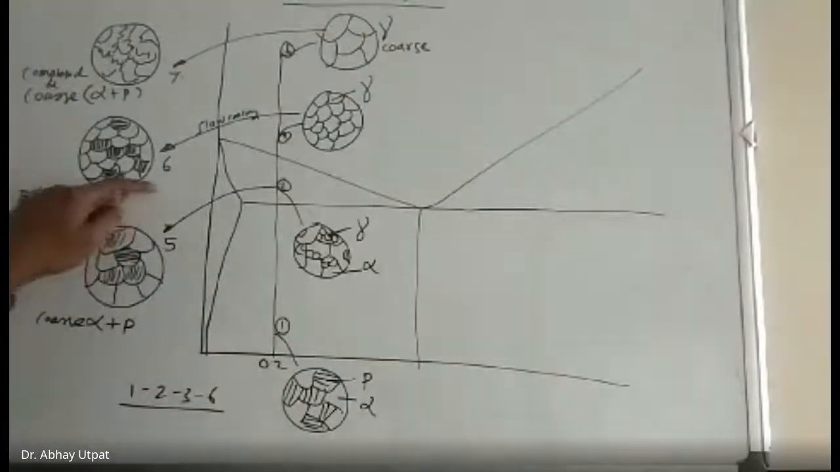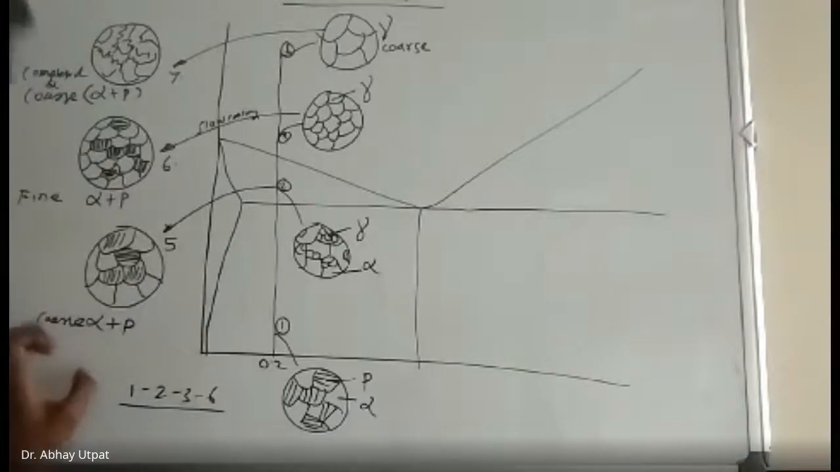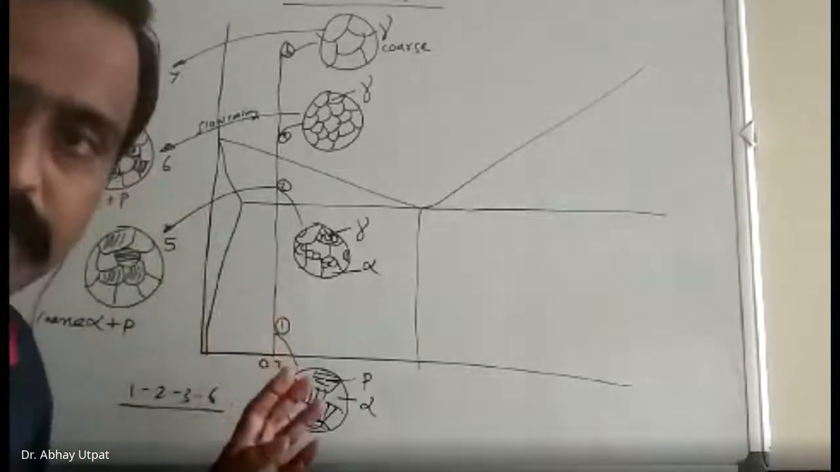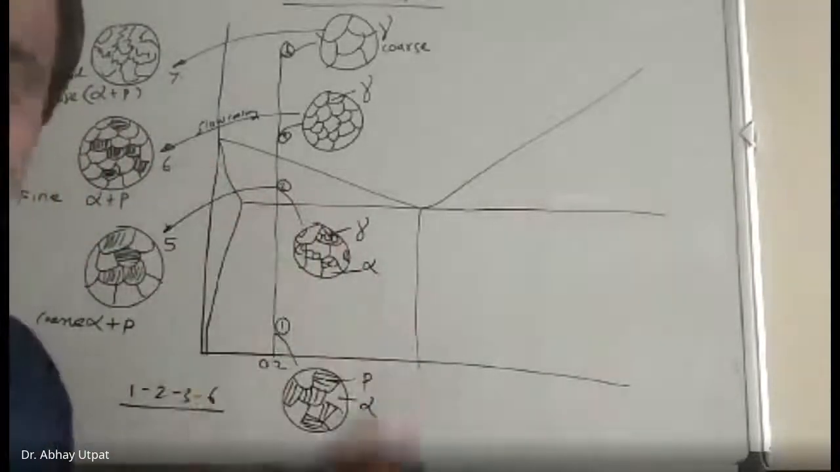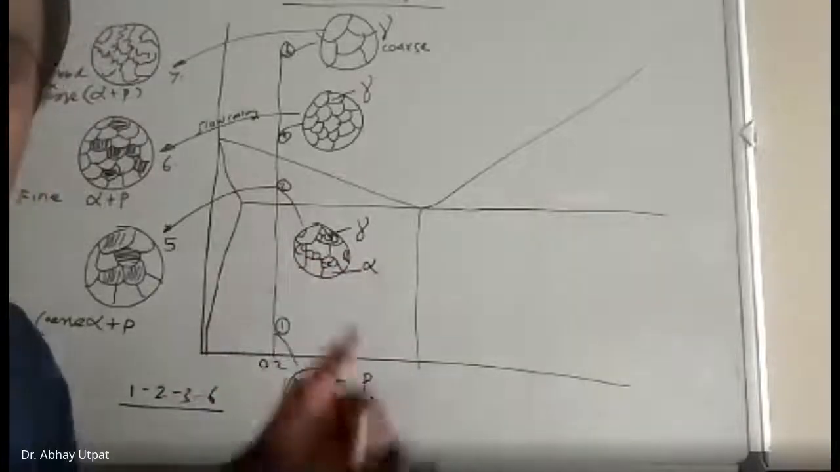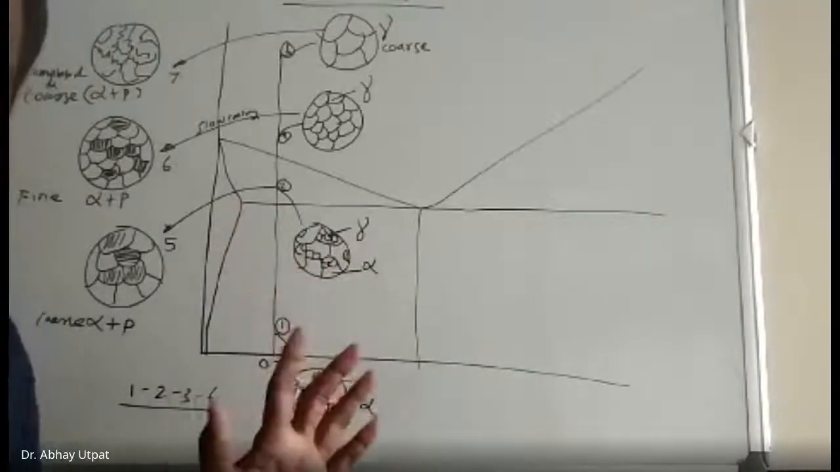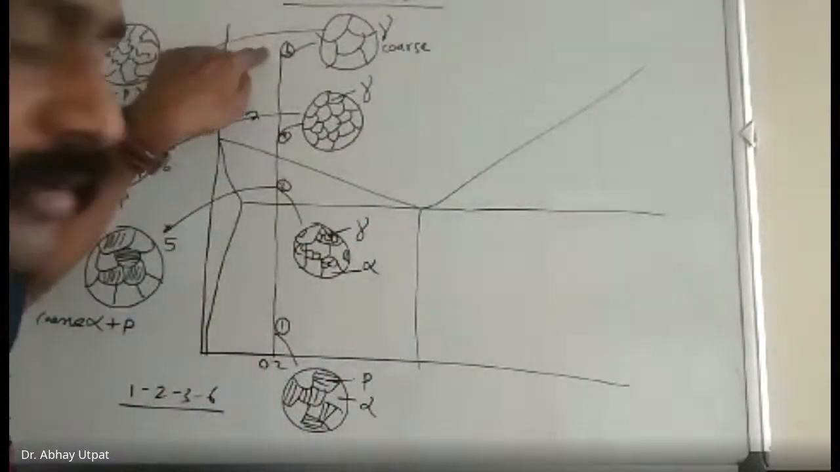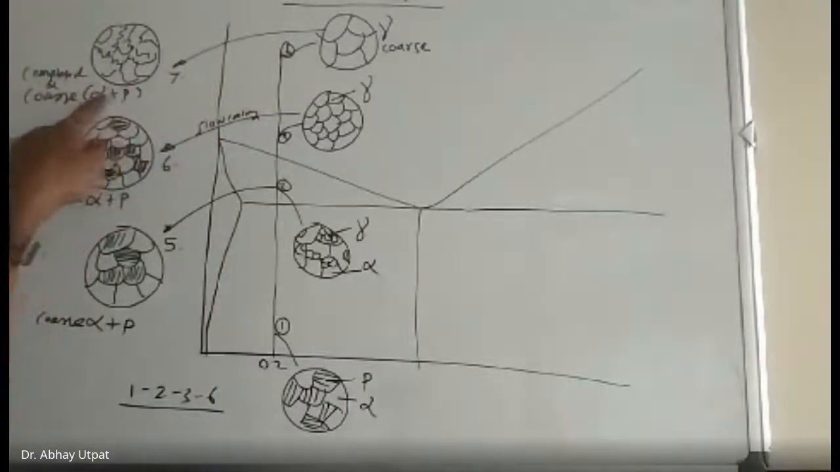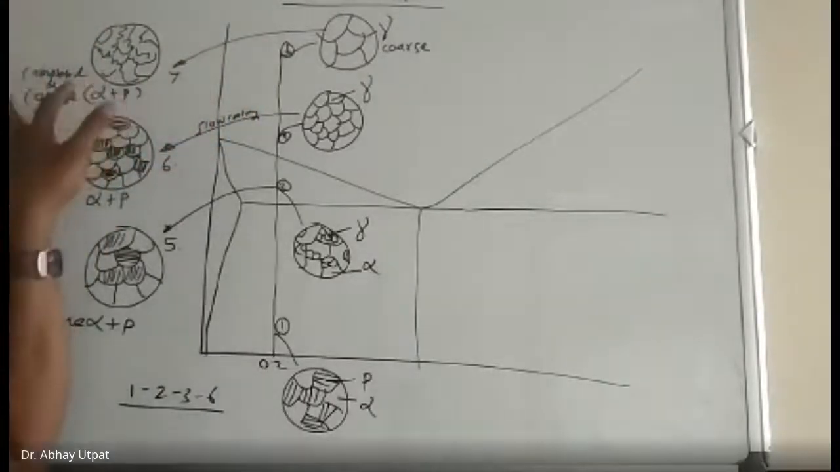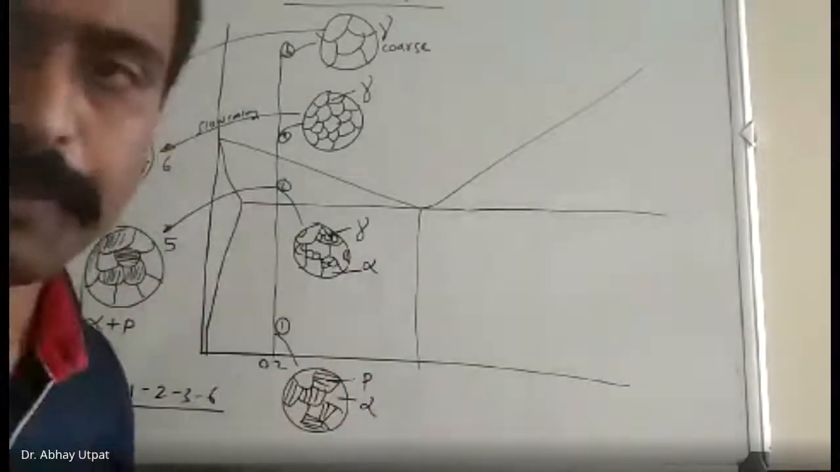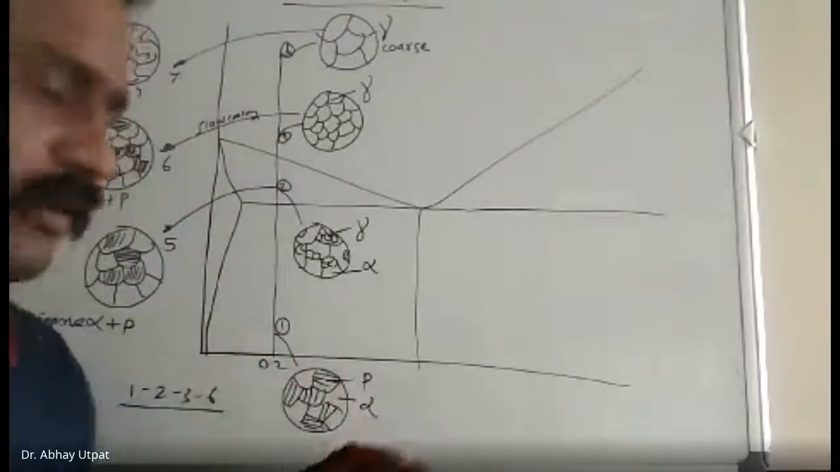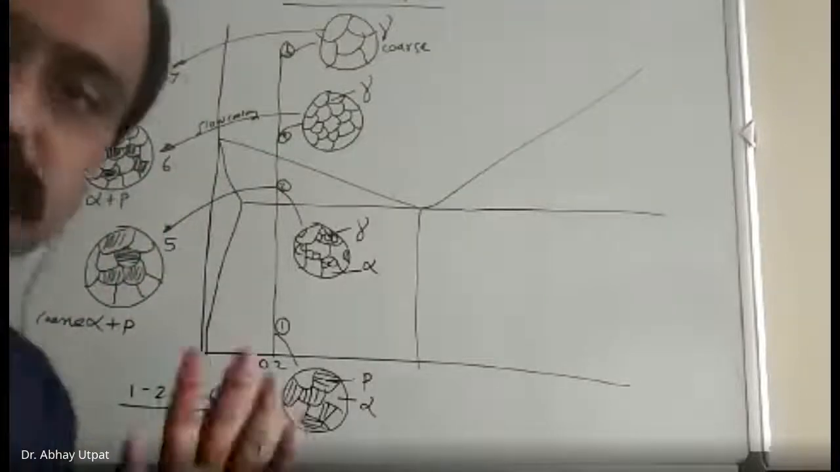So if you compare property of 5 and 6, both are having alpha plus P. But sixth number microstructure gives better properties. That's why full annealing of hypoeutectoid steel is carried out always above A3 and not between A1 and A3. Suppose I want to heat it at higher temperature. I go to point number 4. So from point number 4, if you cool slowly, you will get coarse structure, alpha plus P. And it is having poor properties. That's why 1, 2, 3, 4, 7 is not desirable. Only 1, 2, 3, 6 is desirable.